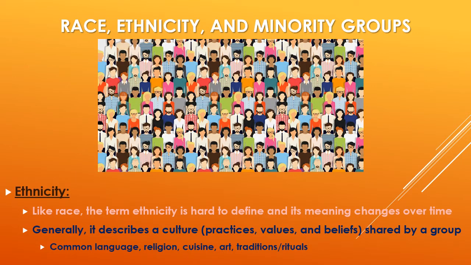So similar to race, it's also difficult to define ethnicity because it's also a social construct that changes over time and depends on what the society defines it as. However, we can loosely define ethnicity as a term that describes cultural practices, values, and beliefs that are shared by a group. Ethnicities can be based on common language, shared religion or rituals, cuisine, art, etc.